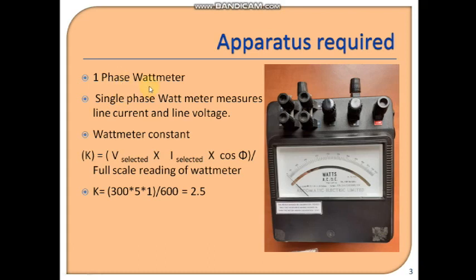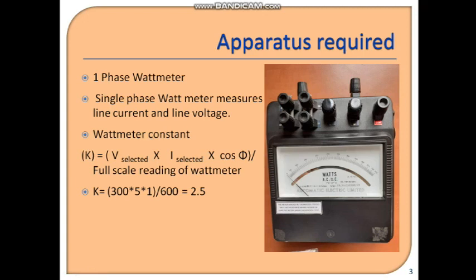A single phase AC wattmeter measures the line current as well as line voltage. One important step in the wattmeter is to find the wattmeter constant.